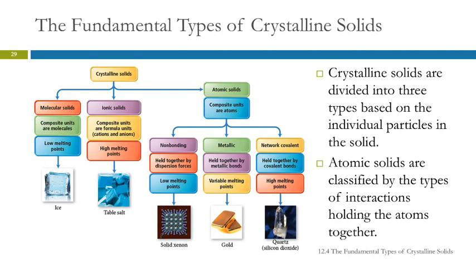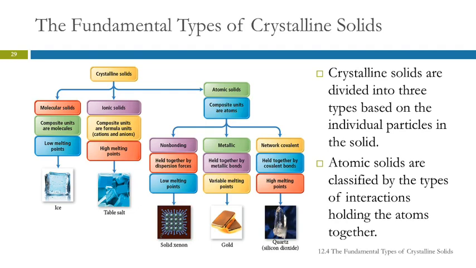These solids are held together by intermolecular forces, which are fairly weak, and so these compounds tend to have low melting points. An example is ice. If the individual particles are ions, we call it an ionic solid. Here we have formula units, cations and anions, making up the solid. These are held together by ionic bonds in all directions, and so they hold together very tightly. They're going to have high melting points. An example would be table salt.